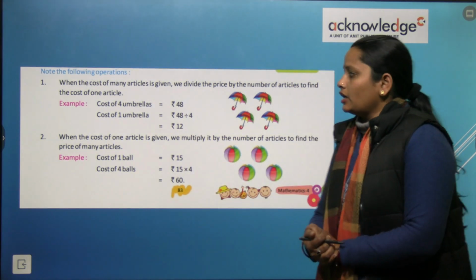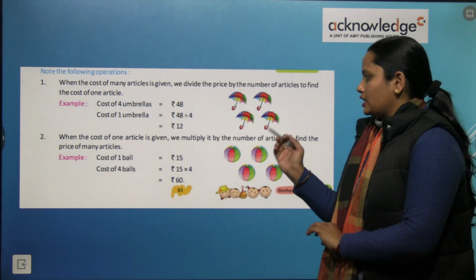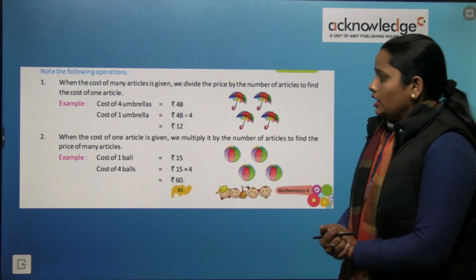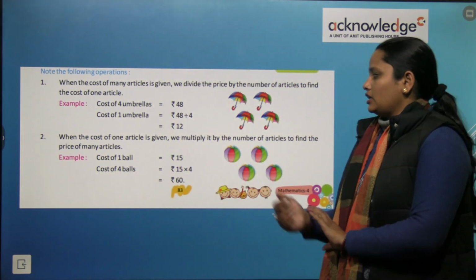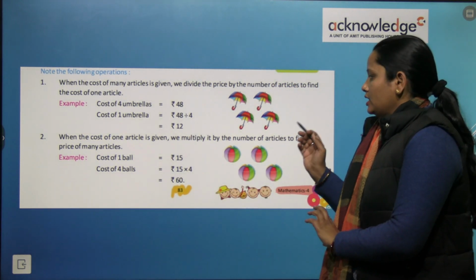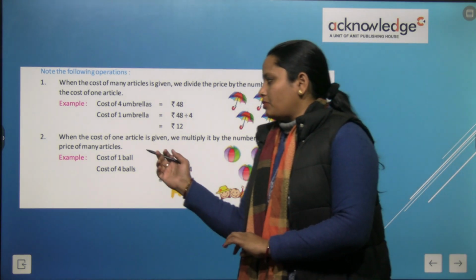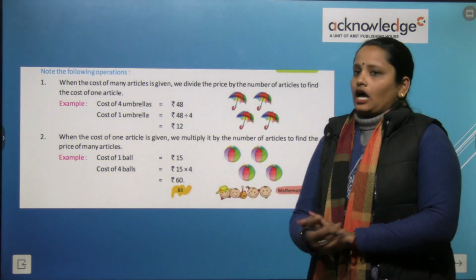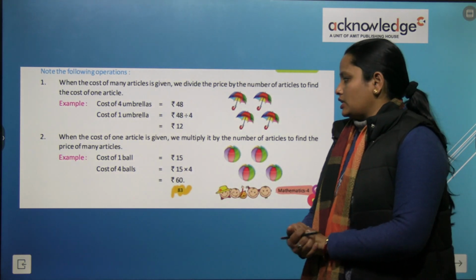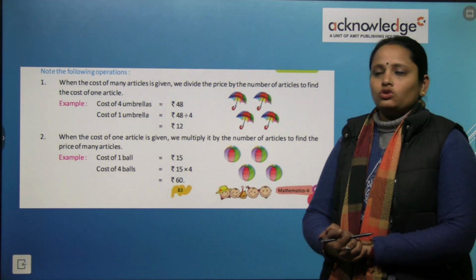Second point क्या कहता है, when the cost of one article is given, we multiply it by the number of articles. जब एक आर्टिकल का कॉस्ट दिया होता है हम क्या करते हैं, उसे मल्टीप्लाई करते हैं ज्यादा आर्टिकल्स की प्राइस निकालने के लिए. For example यहाँ पे एक बॉल का कॉस्ट दिया हुआ है which is 15 rupees. अब जो आपको 4 बॉल के कॉस्ट चाहिए तो आप क्या करोगे, 15 multiply 4 which is equal to 60.